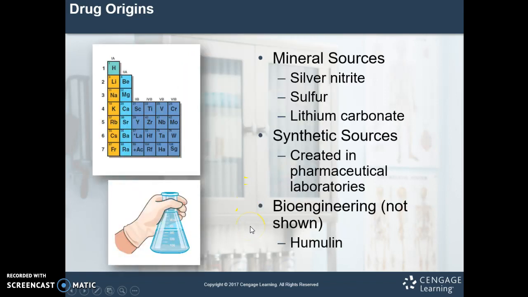Mineral sources can create drugs as well, such as silver nitrate, which is something to help with bleeding, sulfur, and lithium carbonate, which is a bipolar medication. And there are synthetic sources, meaning they were created in pharmaceutical laboratories. Last but not least, bioengineering, and this is still created in a lab, but really using things from humans in order to create new drugs that can help with some really complicated diseases. So animals, plants, minerals, synthetic sources, and bioengineering.